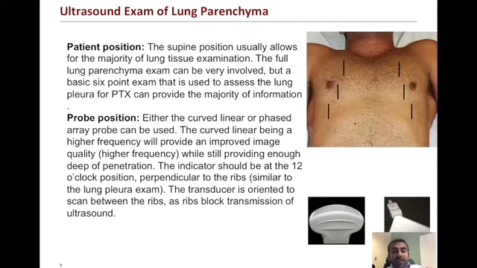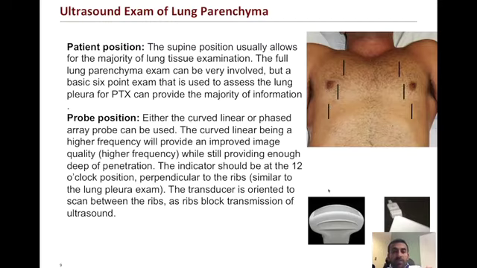Either way, the indicator should be just as you would for the pneumothorax evaluation, with the indicator aiming at the 12 o'clock position and going through the anterior fields as we discussed for the pneumothorax. So starting off at the mid-clavicular line at the proximal 1/3 of the chest wall and moving lateral to the anterior axillary line on the distal aspect of the chest wall.